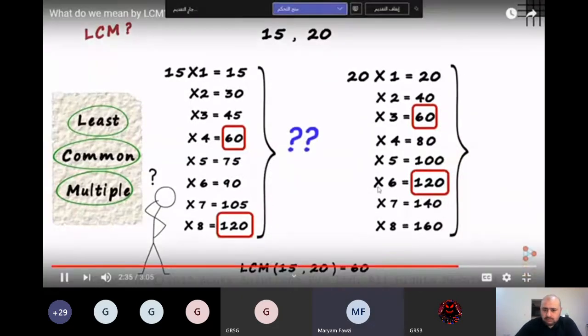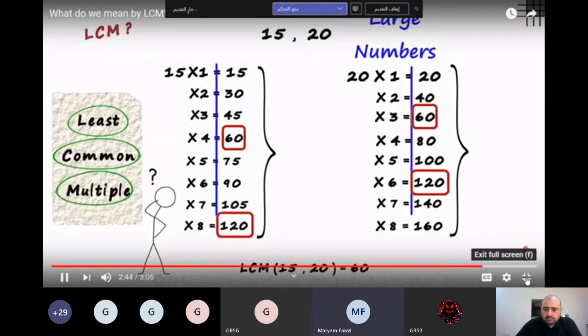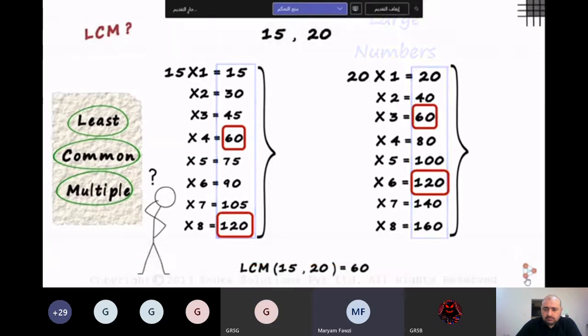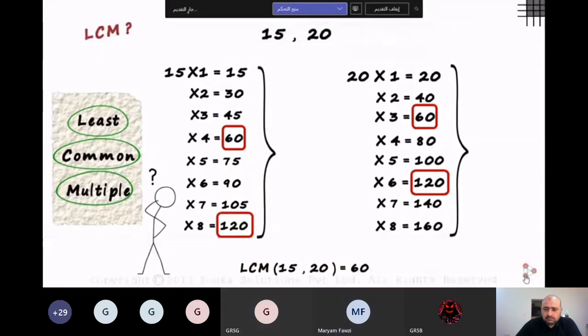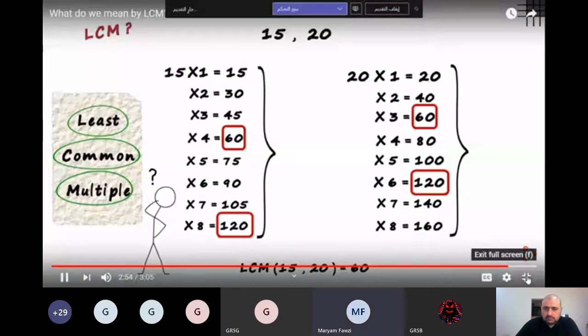But is this the way we calculate the LCM of numbers? No, it isn't. It is difficult to find the multiples of each number and then find the next. We have different ways we can solve for the LCM of numbers.